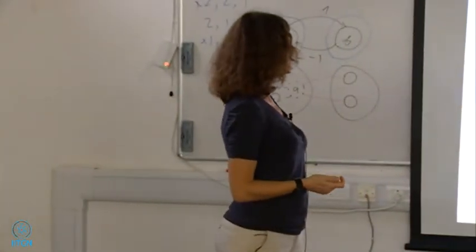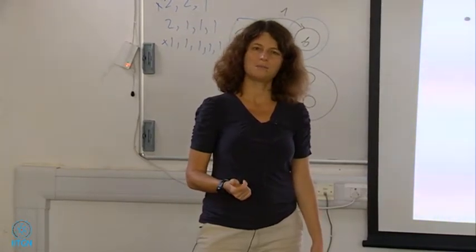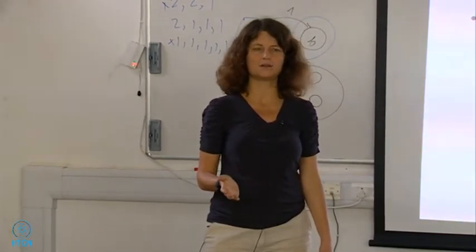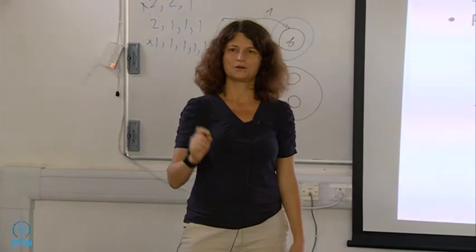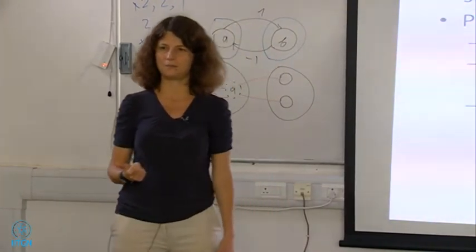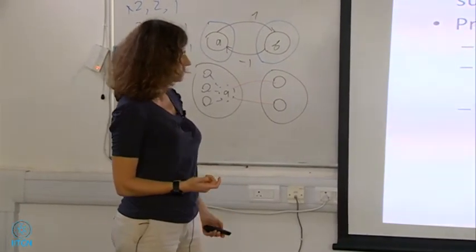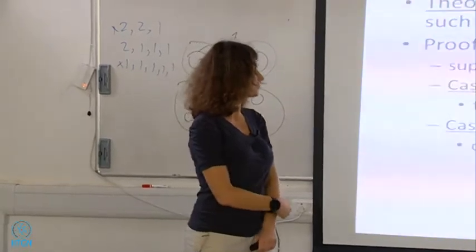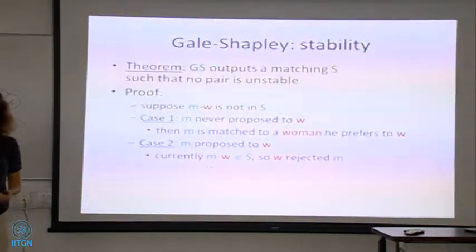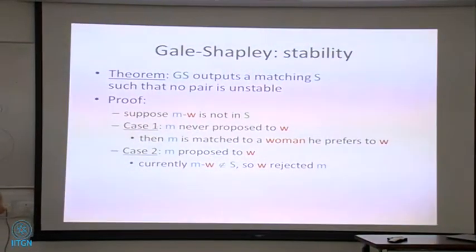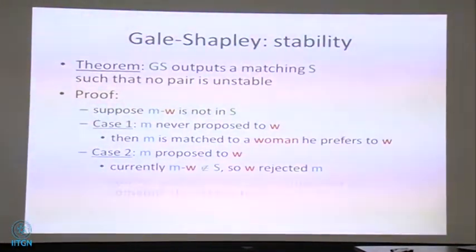Okay, so the other possibility is M actually proposed to W in the past. What could have happened? Well, maybe she rejected him immediately when he proposed. This means that she had a better partner at that time, and women only trade up. So in the end, she has a still better partner than him. The other possibility is that she provisionally accepted him and then rejected him. But again, she rejected him because she got a chance to be matched with someone better, and then she traded up from that point on. So still currently she is matched to someone who is better than M.